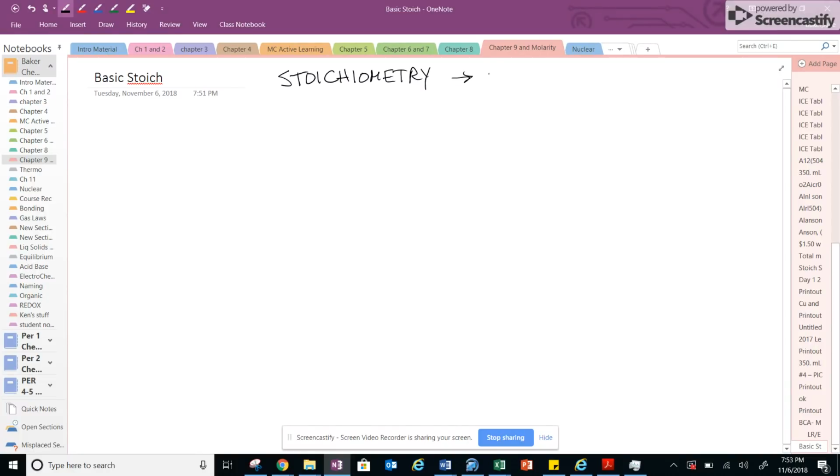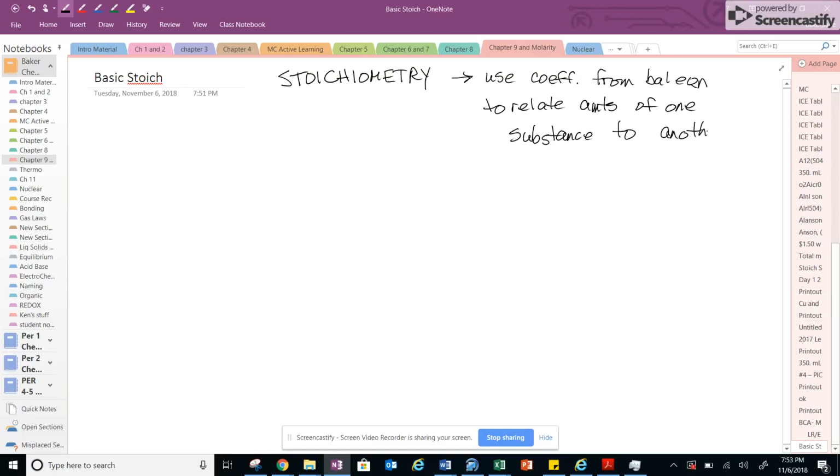And what we're going to do in stoichiometry is use the coefficients from the balanced chemical equation to relate the amounts of one chemical substance in the chemical equation to another substance. Now, you guys should have already read sections 9.1 and 9.2, so this first part is going to be a quick little review for you here.